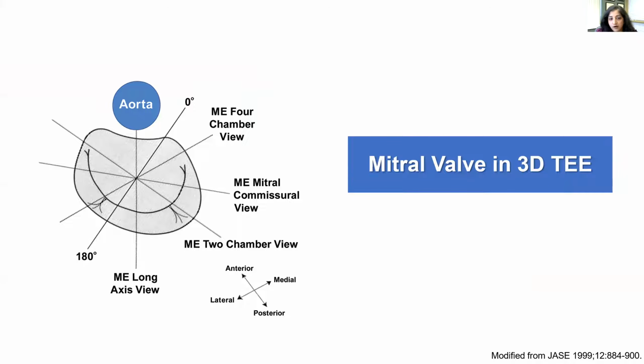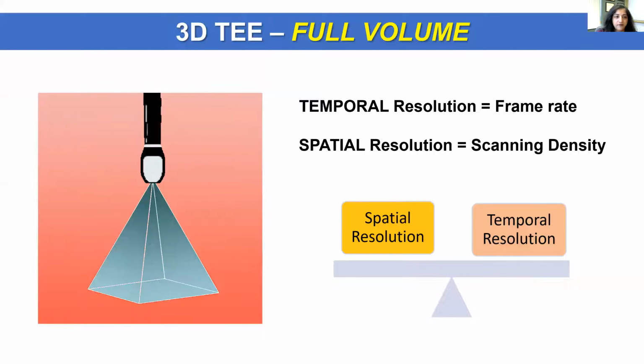The stuff that we talk about related to 3D is going to be focused on the mitral valve, but is equally applicable to the aortic valve, pulmonary valve, and other cardiac structures. When we do a 3D TEE, we first look at the full volume. This is the transducer here. This is the pyramid of information that the transducer is able to obtain in 3D.